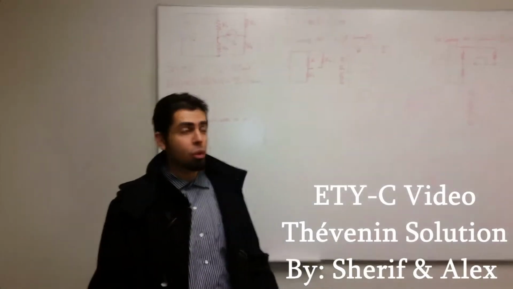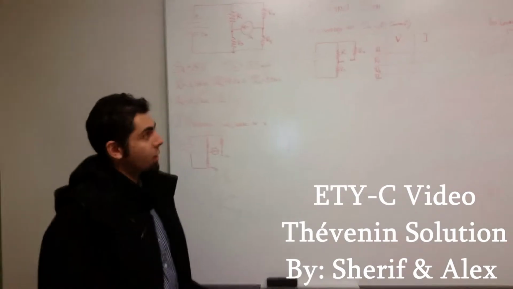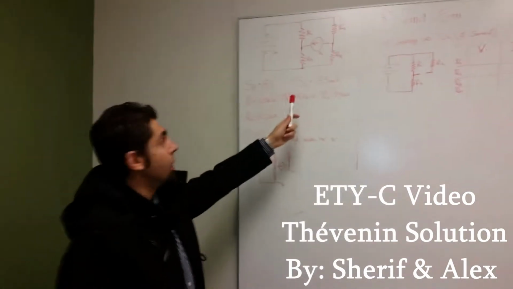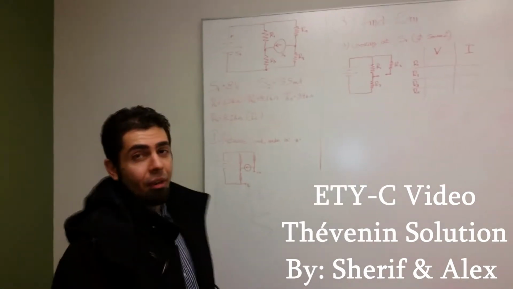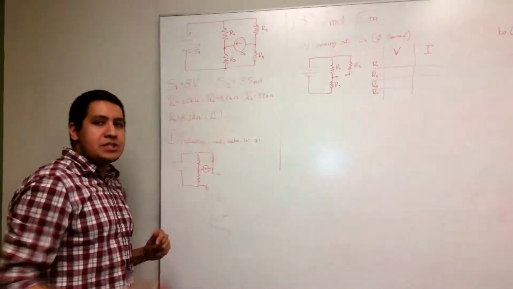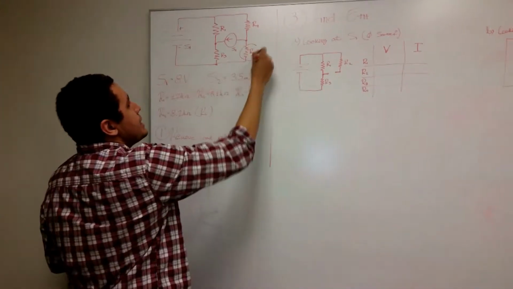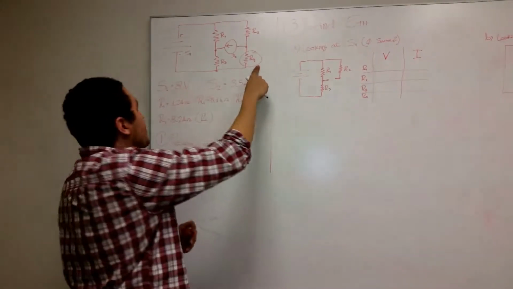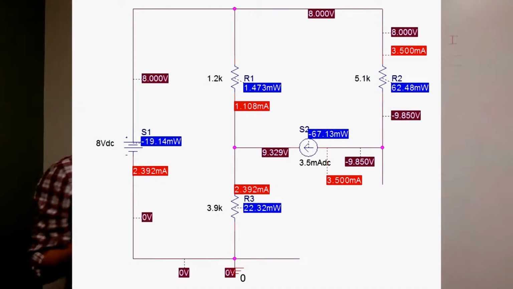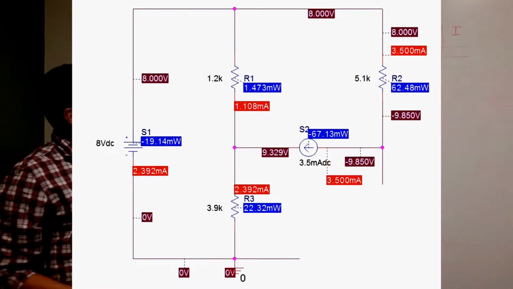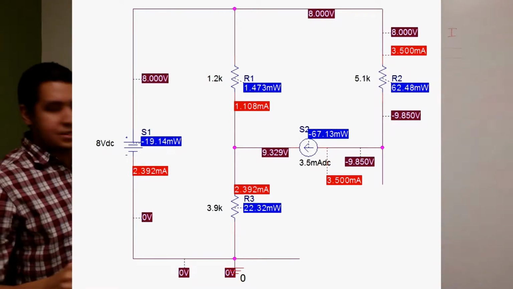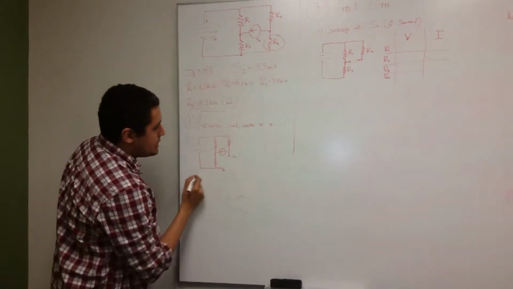And I'm Sharif Botros, and we will be solving this circuit right here with Thevenin. The reason we Thevenized it is because we want to know what happens to this resistor right here, which is our load, R4. The first step that we have to do is remove the load, make points A and B in our circuit. So that's what we did right here.